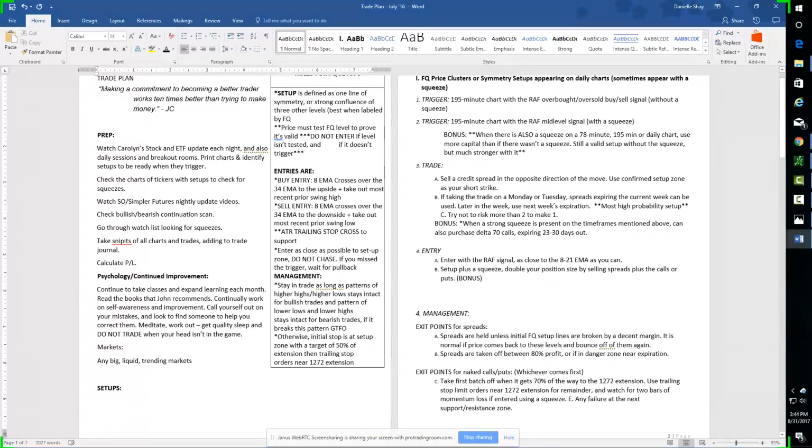But the main thing here is trending. I am absolutely a trend follower. I do not like counter trend. Not a fan of counter trend. Not to say that counter trend doesn't work. It absolutely does work sometimes.